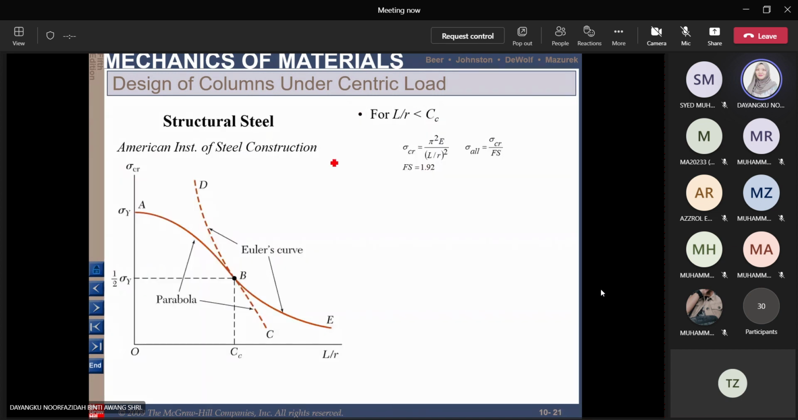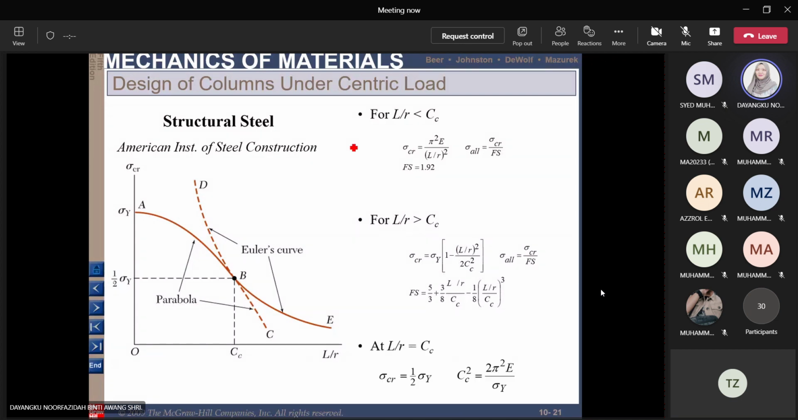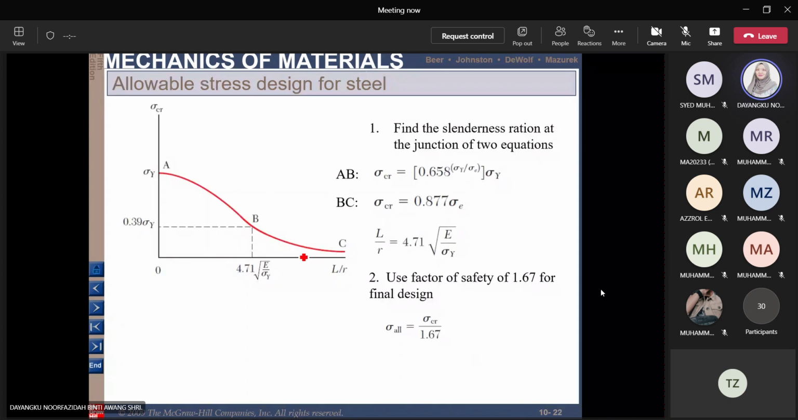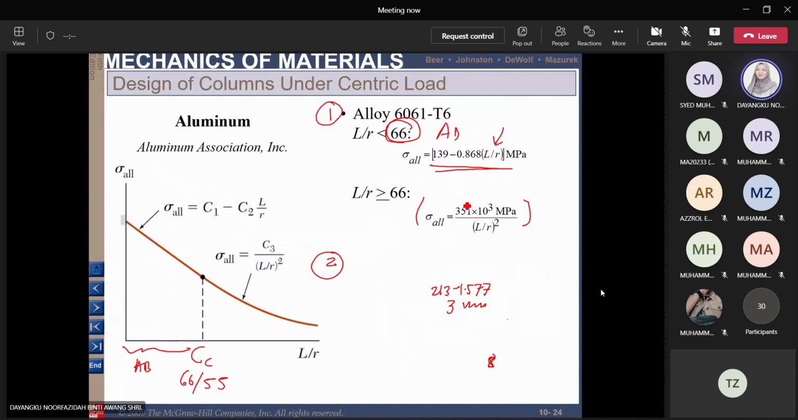Okay, so basically we will have these two parts here. For the structural steel, we will always refer to this part here, which is already simplified for you. And for the aluminium, we will have these two parts here, for 6061 and for 2014. Alright, so that is exactly for the centric loading.